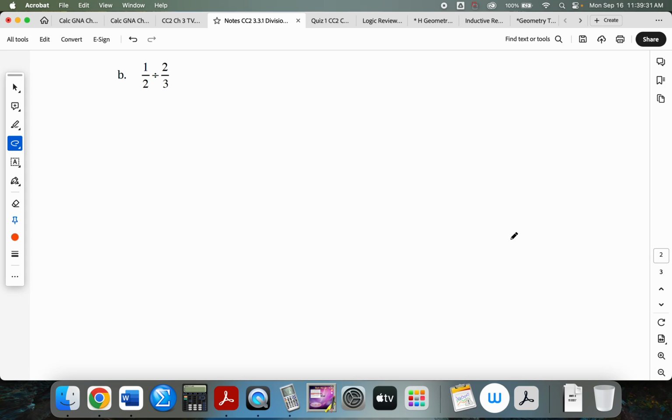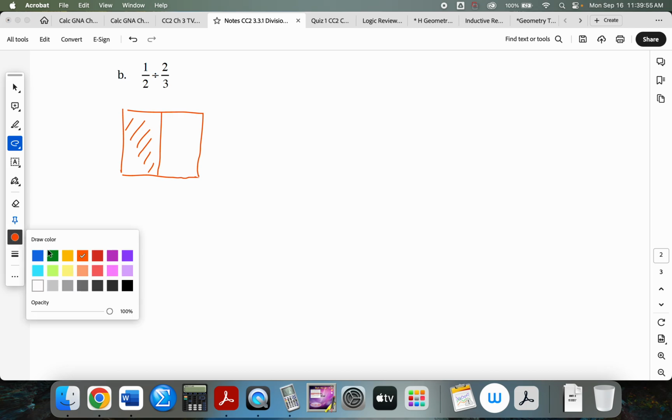All right, so let's take a look at this next one. We want 1/2 divided by 2/3. All right, so I'm going to start with the square. I'm going to divide it in half. And I only have one of those halves.